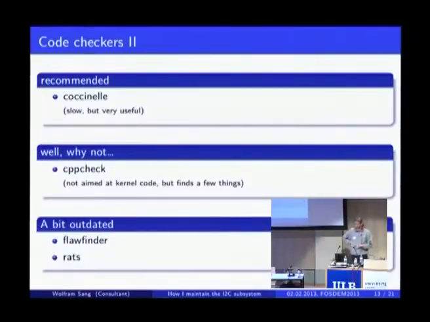And there are some more generic code checkers. I added cppcheck, which is not really targeted at kernel code, gives lots of output and false positives, but it finds a few things, so I have it included. And really outdated are flawfinder and RATS, but they are pretty good at finding problems with the string handling, which is always fun in the C language, as you know. So I let them run. I know how to parse their output, and once in a while, if they find something, it's something worth fixing.